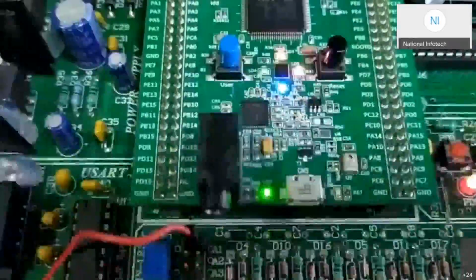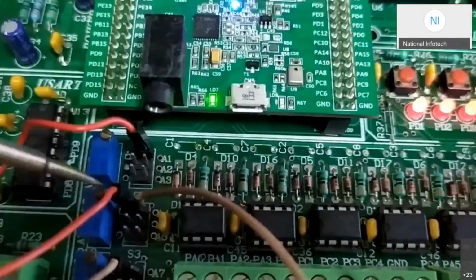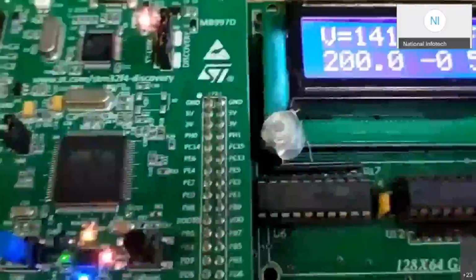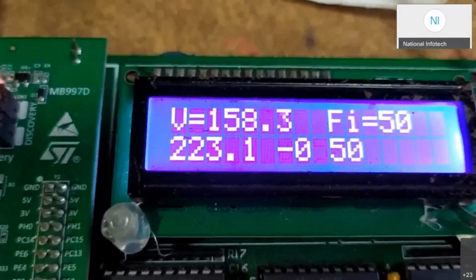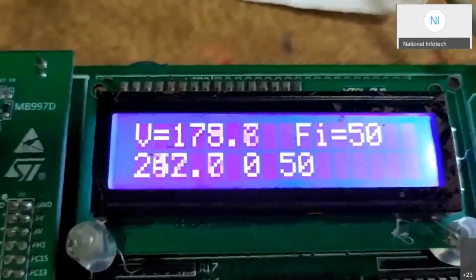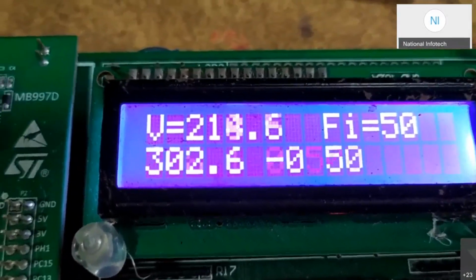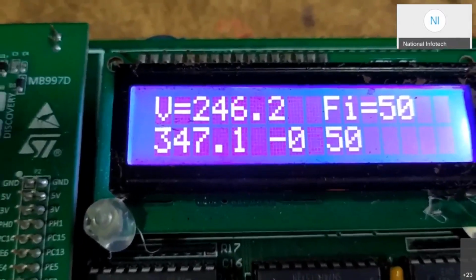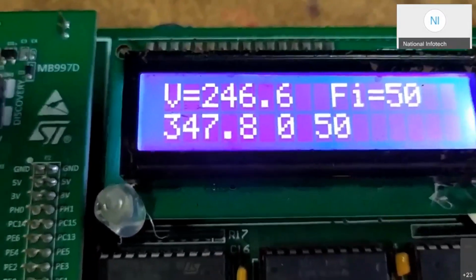Now what I will do is vary the potentiometer, and we will observe that variation here in the LCD. See, it is varying. As I am varying the input voltage, my VD component is increasing. VQ is 0. So how is it possible? It is possible then, and only then, if our PLL is working correctly.